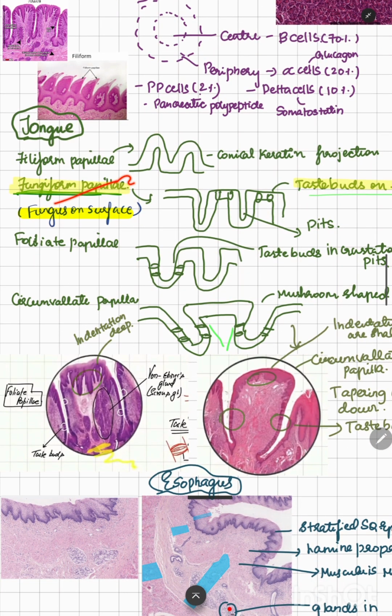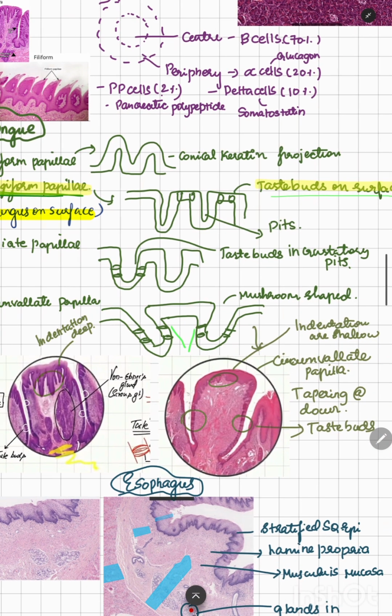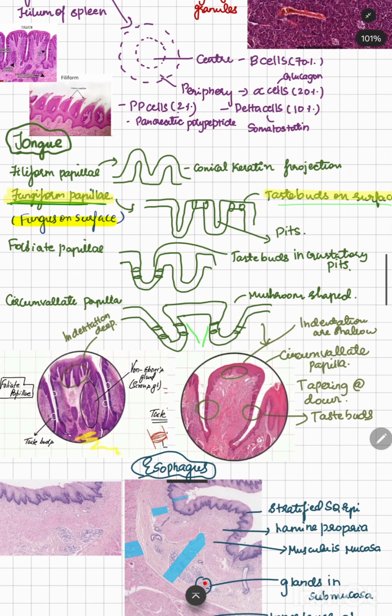Then comes fungiform papillae. In fungiform papillae, the taste buds are found on the surface. You can remember it in this manner, like fungus usually grows on the surface of the food, right? So in fungiform papillae, the taste buds are found on the surface.